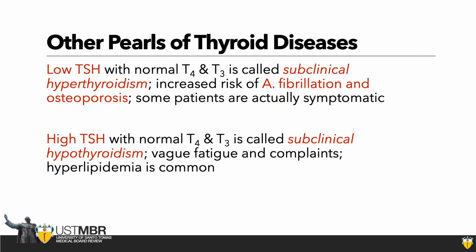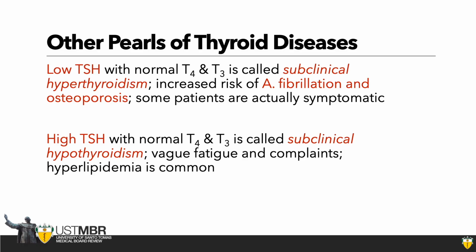So what are the other pearls? We said that TSH is the first to become abnormal. So if you have still normal T4 and T3 with suppressed TSH, that means your pituitary is sensing some excess. We call this subclinical hyperthyroidism. There's still clinical significance, especially in older people. They're at higher risk for atrial fibrillation and osteoporosis.